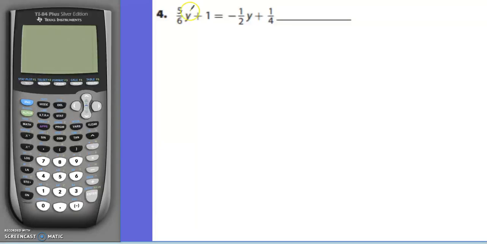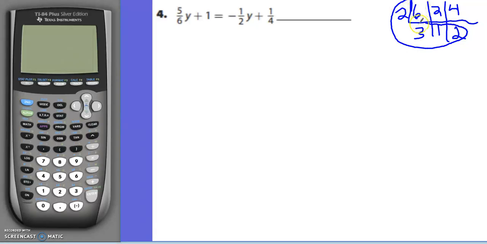Alright, let's take a look at number 4. On number 4, your denominators are 6, 2, and 4. So you can put 6, 2, and 4 in a ladder. You can go by 2. 2 can go into 6 3 times, 2 can go into 2 once, 2 can go into 4 twice. You can't go any farther, so 2 times 3 is 6, 6 times 1 is 6, 6 times 2 is 12.